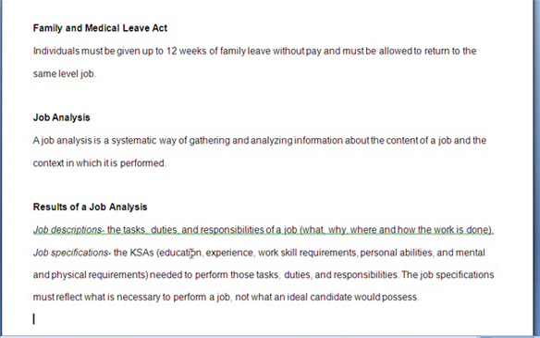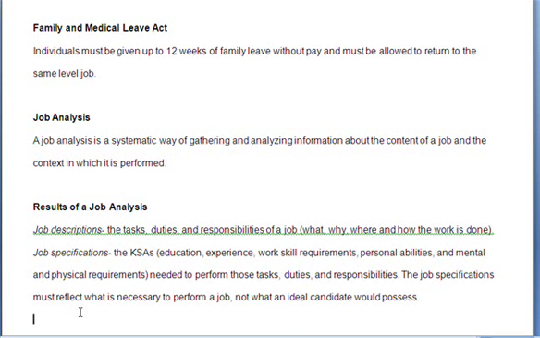And specifically, this is what we try to find out. We want to know, number one, the tasks, duties, and responsibilities of a job. In other words, what is the content of a job? And then, secondly, the KSAs. What are the knowledge, skills, and abilities? Okay, so job description, that's one of the things we want to find out when you do job analysis. What is the content of a job? And secondly, we want to find out the job specifications, the KSAs, the knowledge, skills, and abilities. What is the relationship between these two?